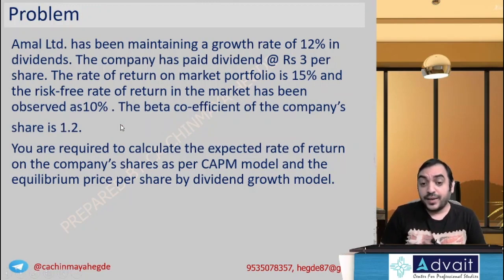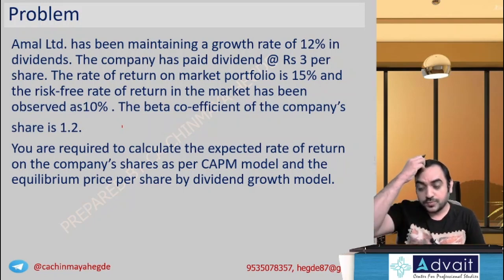Amal Limited has been maintaining growth rate of 12% in dividends. The company has paid dividend of 3 per share. The rate of return on the market portfolio is 15%, and the risk-free rate of return in the market has been observed as 10%. The beta coefficient of the company's share is 1.2. You're required to calculate expected return of company's share as per CAPM and the equilibrium price per share by dividend growth model.